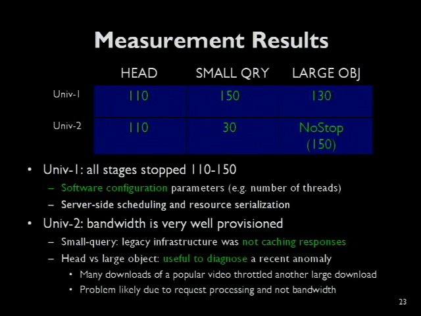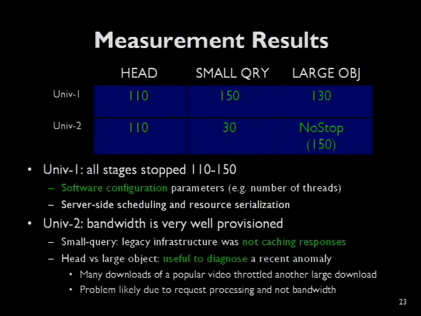In the case of the second university, bandwidth was really good. I mean, we didn't see any effect even when we went up to 150 clients. For the small query stage, about 30 simultaneous requests was enough to have the server keel over. And this actually brought back some fond memories to the university operators. They said, oh, our legacy query infrastructure, we just realized was not caching responses. Okay? Which kind of explains the degradation in performance.